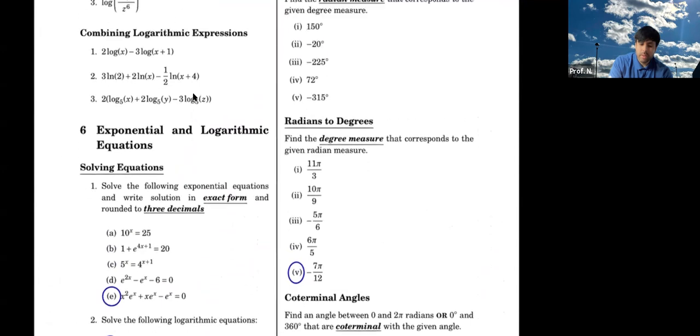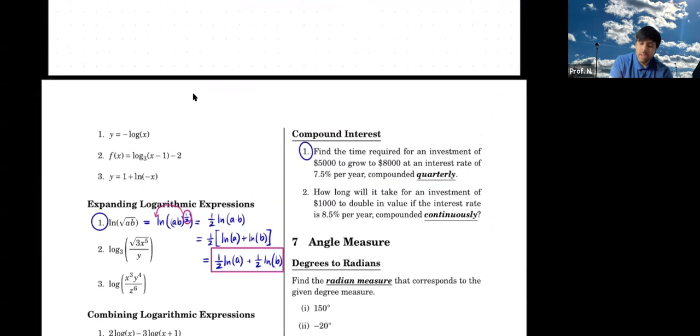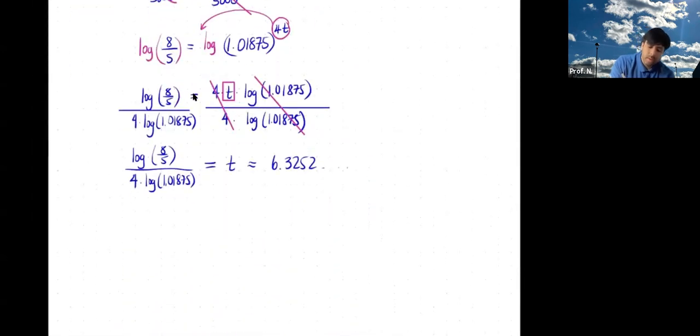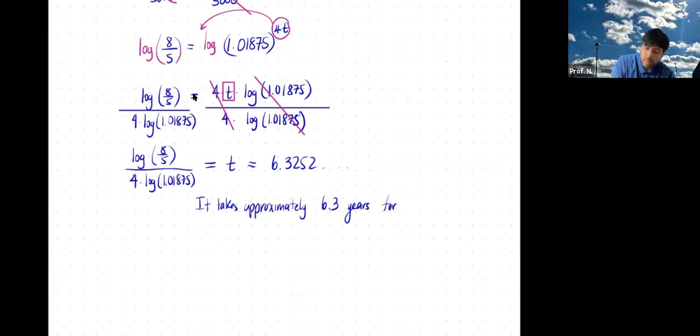Great. So you guys got the same answer? Same. Good. So then how long does it take? It takes approximately 6.3 years for $5,000 to grow to $8,000.